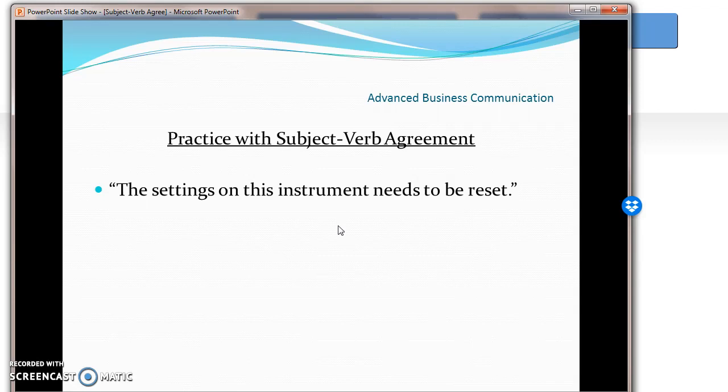All right, so does that violate our subject-verb agreement rule? What do you think? Take a minute. No, it should be the settings on this instrument need to be reset. Why? Because need, the verb, has to agree with settings. Don't be distracted by the other noun here in the sentence. The actual subject of the sentence is the settings. Remember my little trick? What you can do is replace that whole subject with a simple pronoun and say, they need to be reset.